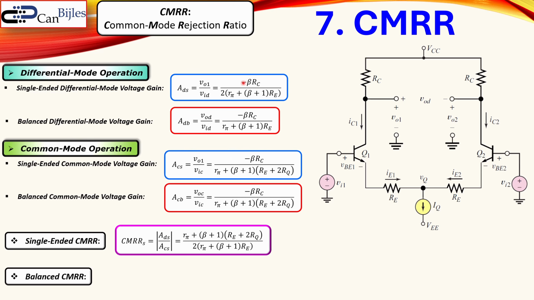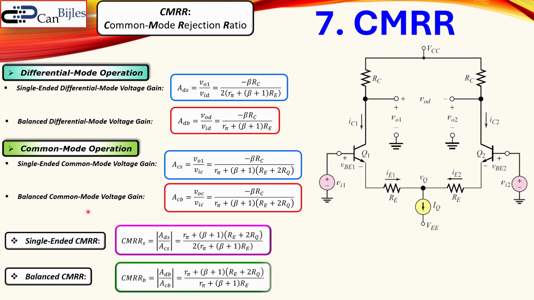So you will see minus beta RC will divide it out. And so you divide by the fraction, this will be flipped and coming actually here in the numerator, and this will be in the denominator. That's shown here. So this is the expression for the common mode rejection ratio single-ended.